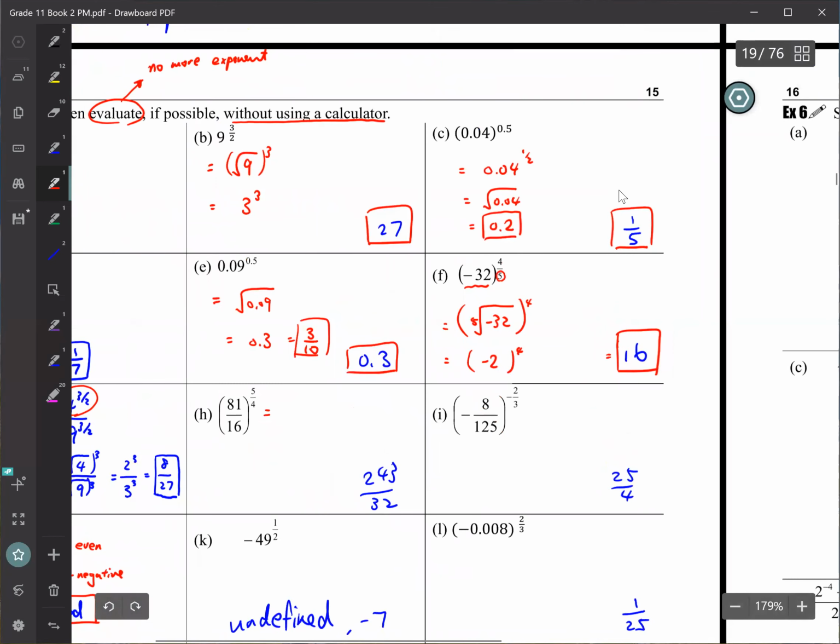Next one. You can share the exponent. This one you don't need to flip. There's no negative. So it'll be the fourth root of 81, the fourth root of 16, and each one of them gets a power of 5. So now the top fourth root is 3. 3 to the 5 over 2 to the 5, and that's the correct answer. Okay.